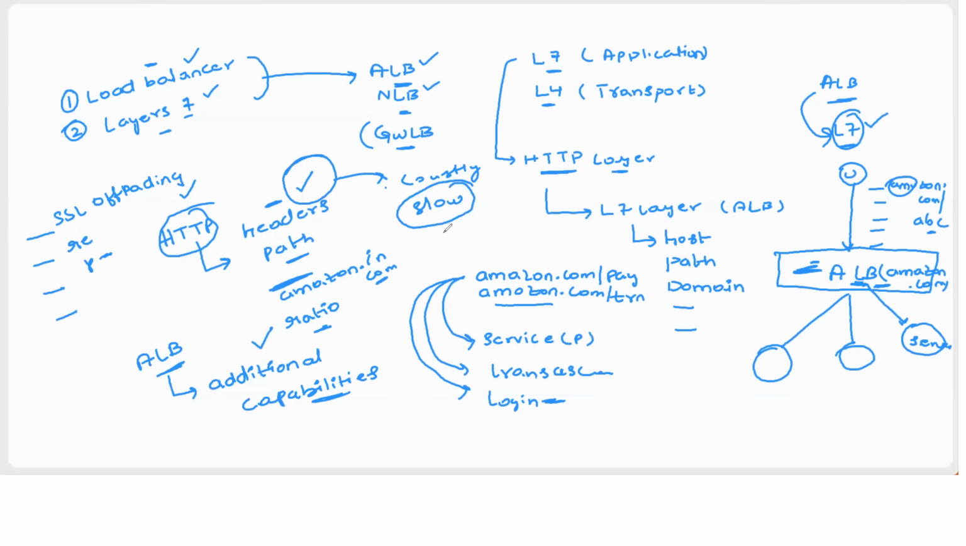Why is it slow? Because there is a layer which is stopping, right? You are sending the request to ALB, and ALB is analyzing your layer 7 and then forwarding to the servers. So there is a hop, or a stoppage, in between. That's why ALB is costly, and it is also slow because there is latency involved. Now let's talk about layer 4, that is the transport layer, or the NLB.